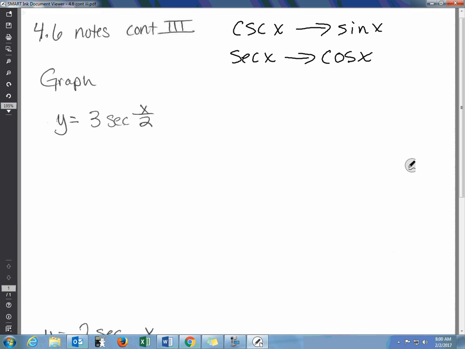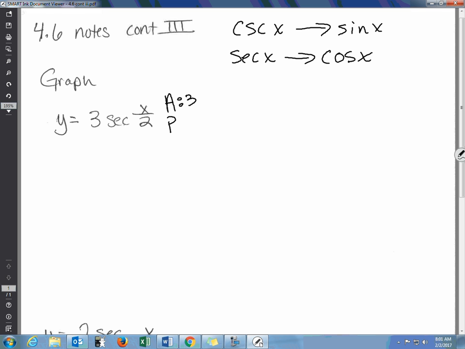So this is a good review of how to graph a cosine wave, and then you just add a couple steps to get secant. All right, so here's how we do this. We have our example: y equals 3 secant of x over 2. Our amplitude is 3.